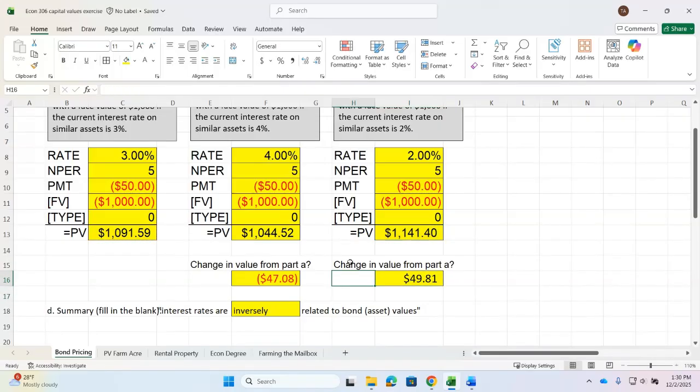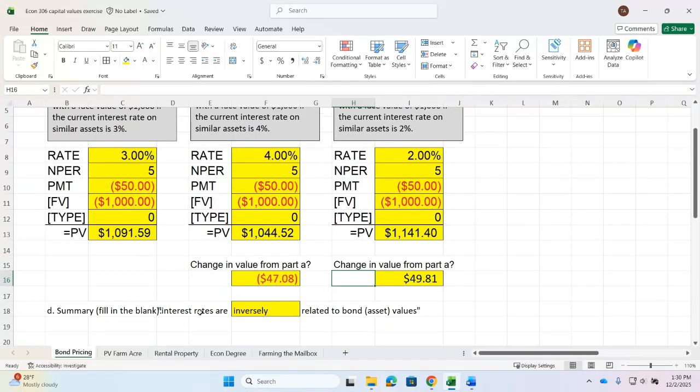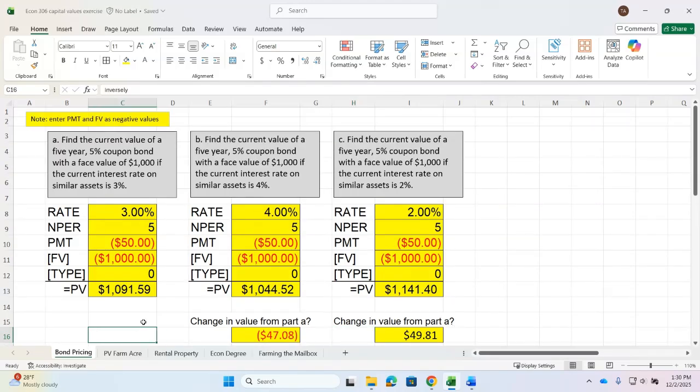You'll notice a relatively proportionate increase or decrease in price with a given point value change in the interest rate. Bond values and interest rates are inversely related, or asset values and interest rates are inversely related. Okay, so there's the basics.